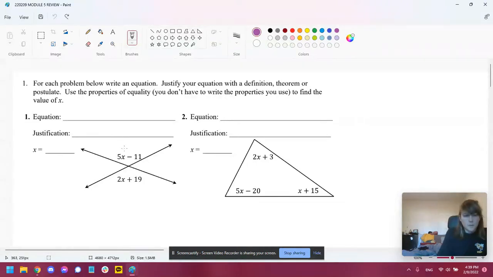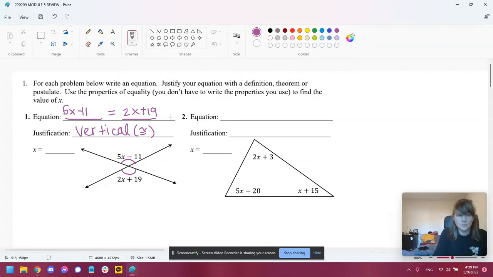All right, so this first one. I'm actually going to start with the justification. Call me wacky. Here we've got two vertical angles. When angles are right across from each other, they're called vertical, and it means they're congruent to each other. I'm going to use this fact to write my equation. My equation then becomes the two angles are equal to each other. So I'm going to say 5x minus 11 equals 2x plus 19 because these angles are equal to each other.